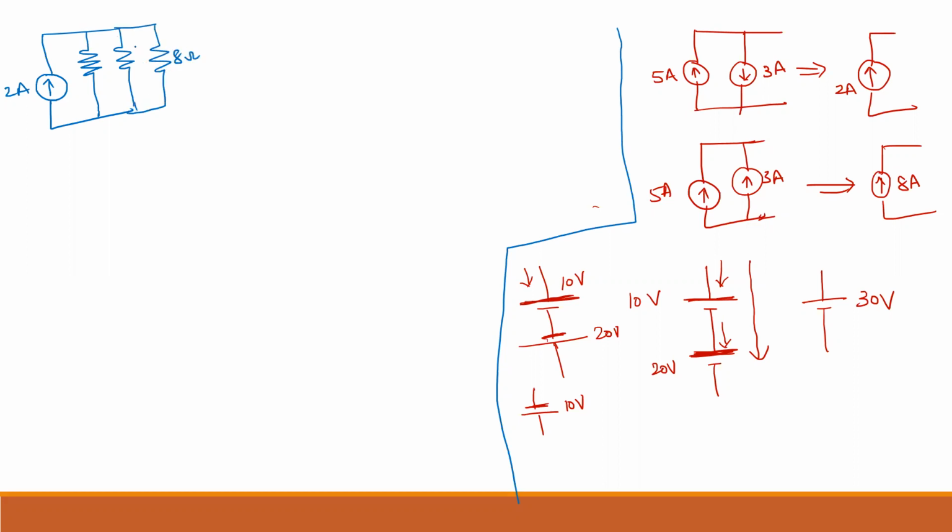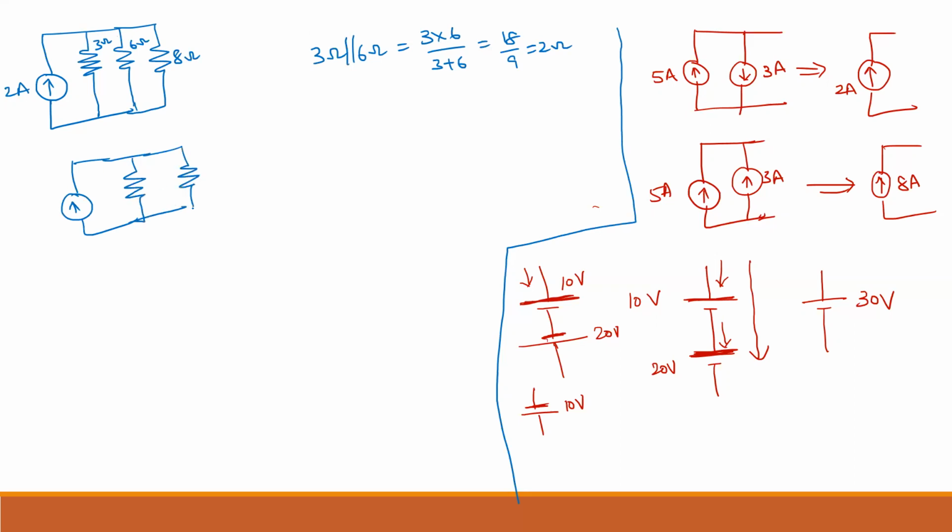As we know that we should not disturb the 8 ohm, we can disturb the 3 and 6, which are connected in parallel. 3 ohm and 6 ohm in parallel: you will get 3 into 6 by 3 plus 6, so 18 by 9, 2 ohms. So here you will get 2 ohms, and here you will get 8 ohms. The current is 2 ampere.